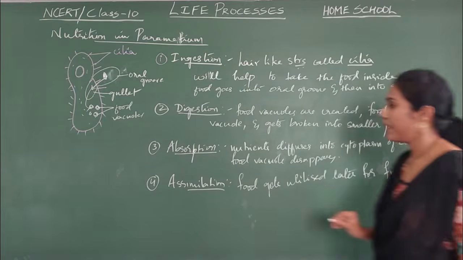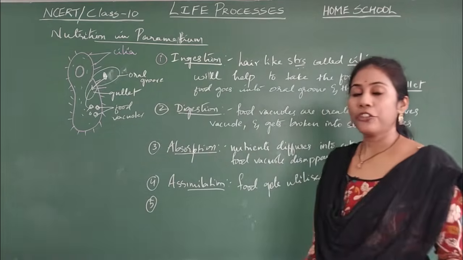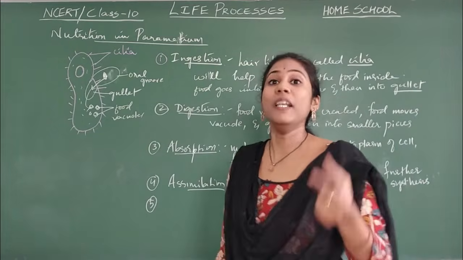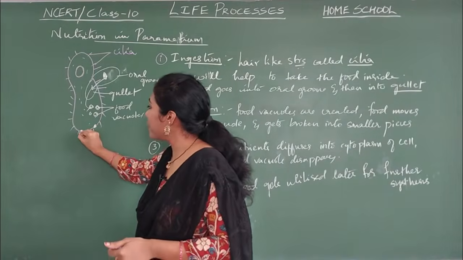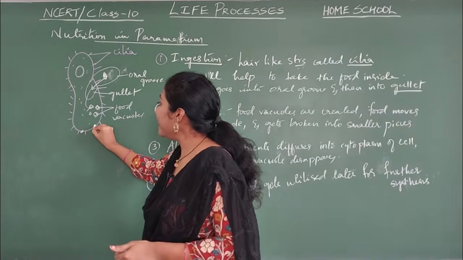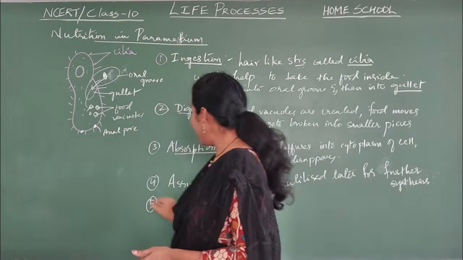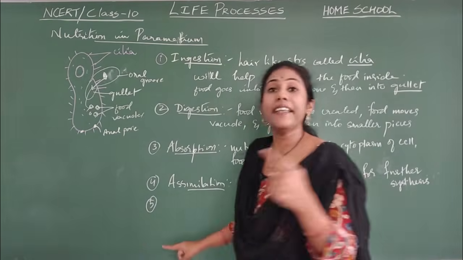Fine. And the last step is also common. What is the last step? The undigested food will go through the anal pore. Here there will be some pores in the paramecium, which we call the anal pore. So undigested food will go through these anal pores.